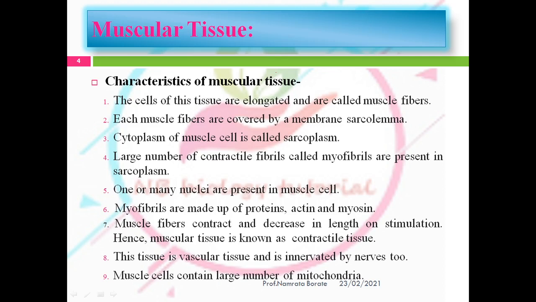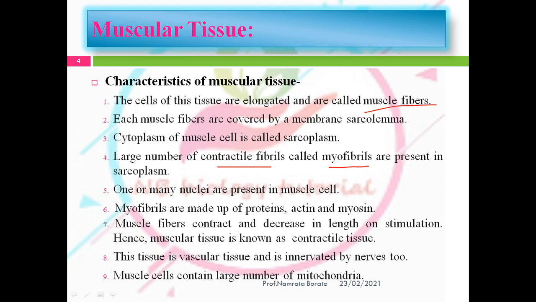These muscular tissues are elongated, and each cell is called a muscle fiber. Each muscle fiber is covered by a membrane, called the sarcolemma. Inside the sarcolemma there is cytoplasm, which is called the sarcoplasm. There is a large number of contractile fibrils, called myofibrils. These myofibrils are present in the sarcoplasm.